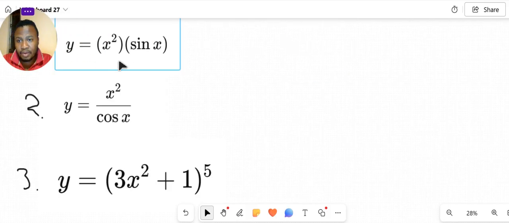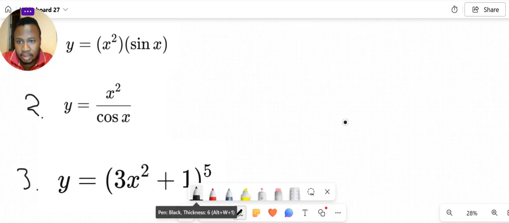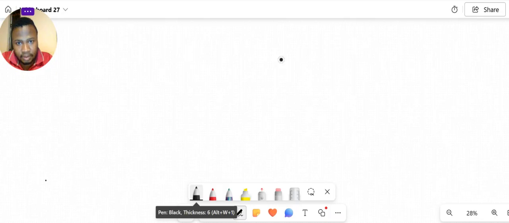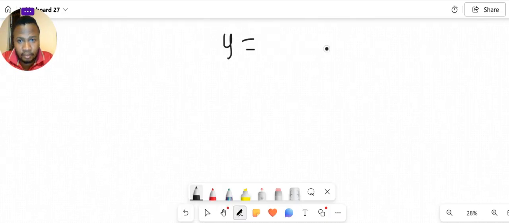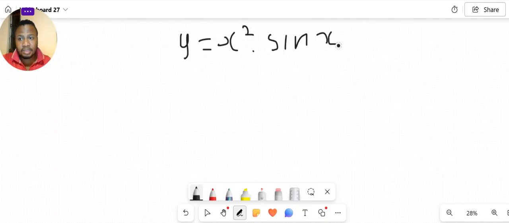Take number one. If you have an equation like this, let's separate it. Y is equal to x squared multiplied by sin x. If functions are multiplying like this, it is called what? The product rule. Hence, it's the product of two functions.